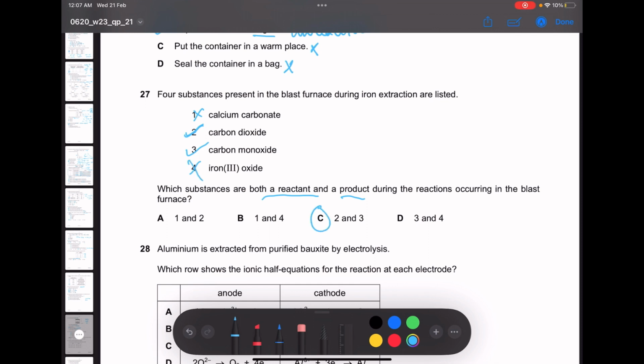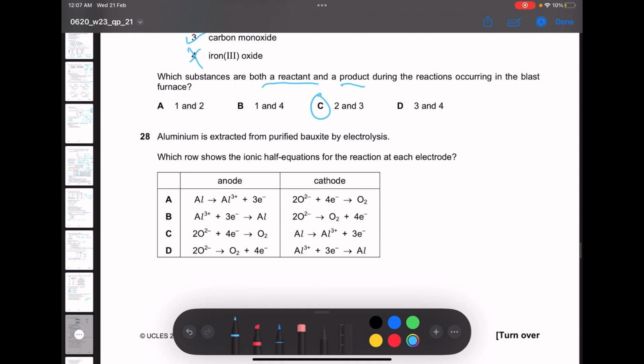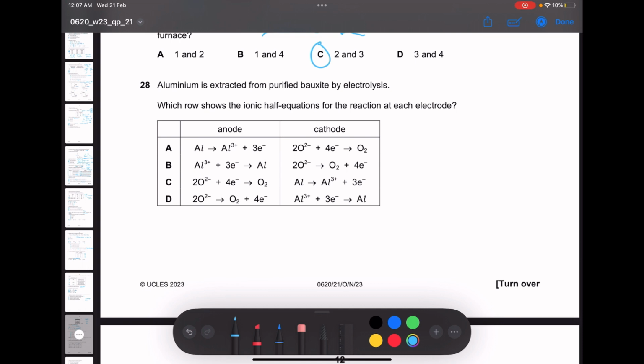Aluminium is 28. Aluminium is extracted from purified bauxite by electrolysis. It shows the half ionic equations for reaction at each electrode. So anode is basically the positive one, the cathode is the negative one. So at the positive electrode we would have negative ions, so it's between C and D. Now at anode we have oxidation and at cathode we have reduction. Oxidation means loss of electrons, and at cathode reduction means gain of electrons. So 28 is D.